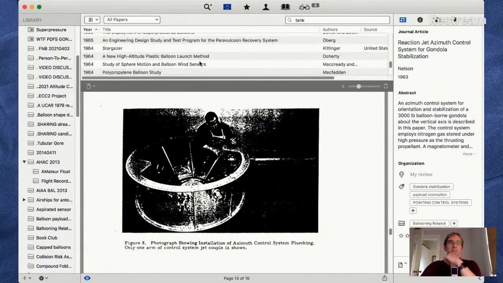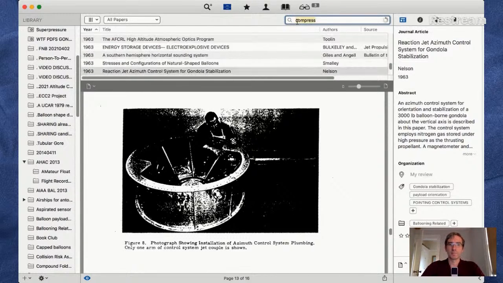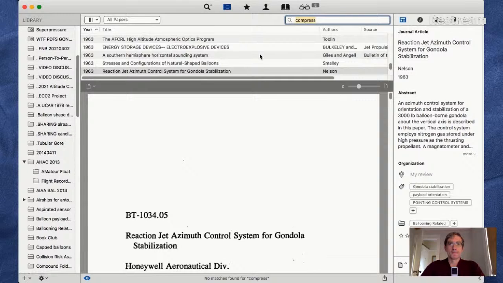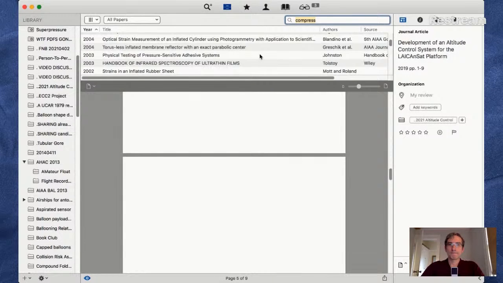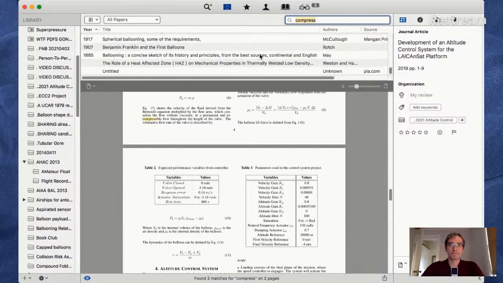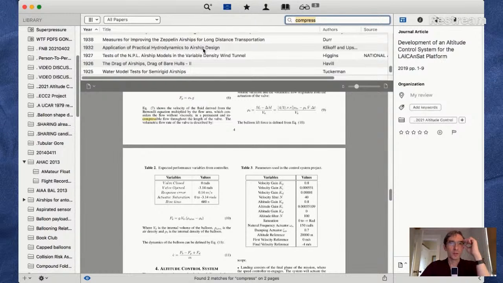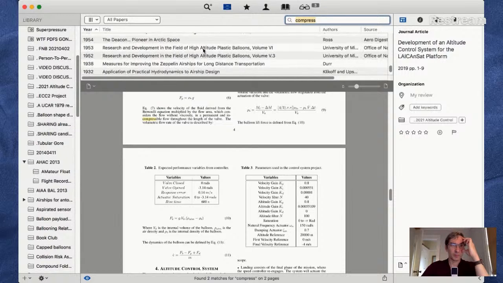Looking for compressing gases. Let me try compress. It's a fair amount of things for compress, but I feel like that might be more results like I want, to find about compressing helium into tanks.